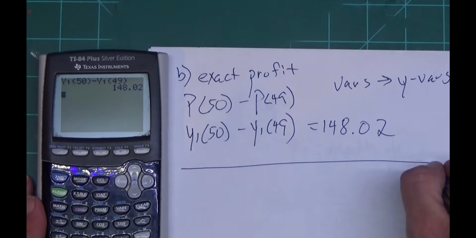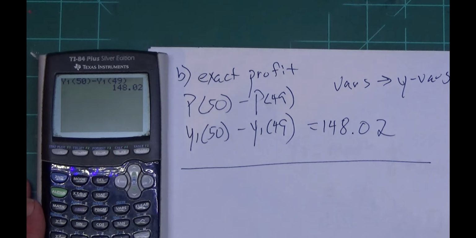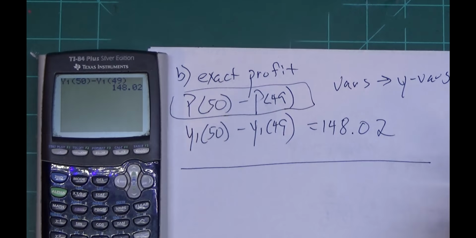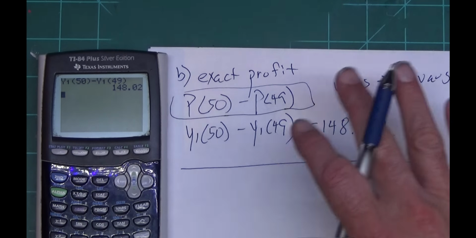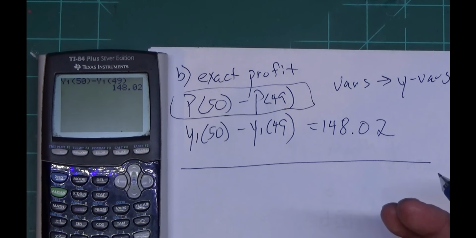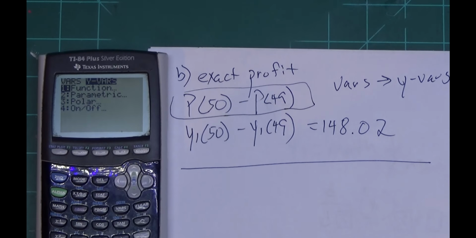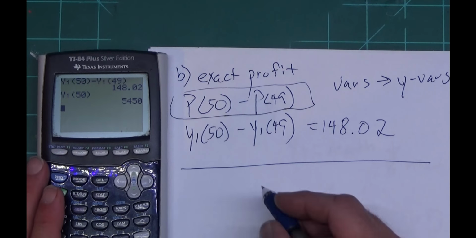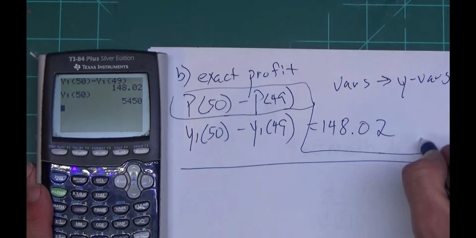I press enter and I get 148.02. Now, does that matter? I'm using it in the calculator. For those of you with a work-out test, it shouldn't, because you're showing them all the work right here. There isn't too much work to show other than typing numbers in an equation. So if you're afraid your teacher's really uptight, just go ahead and write it all out with the 50 in it and the 49. Do them separately. You can do vars over to Y vars and put parenthesis 50, close parenthesis, enter. You can get the profit for 50 and 49 separately. But the exact profit is this.